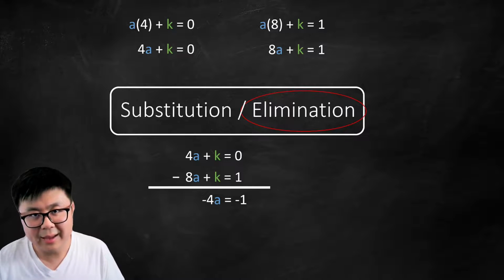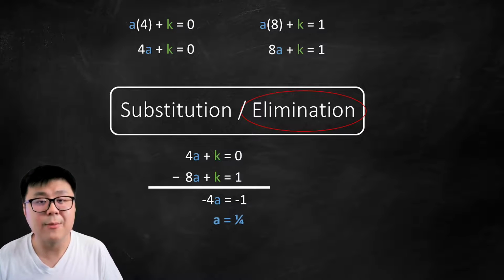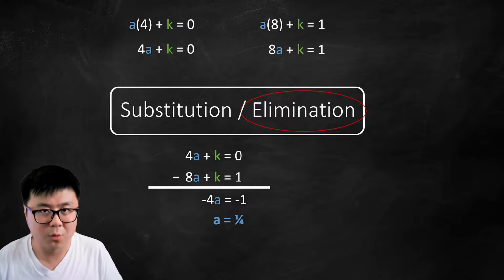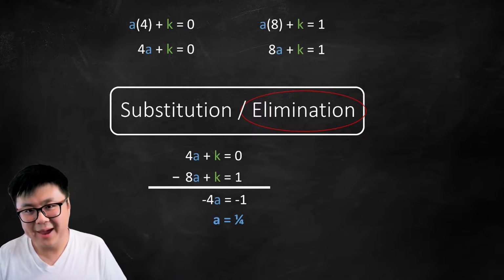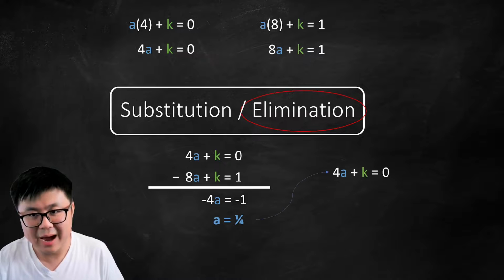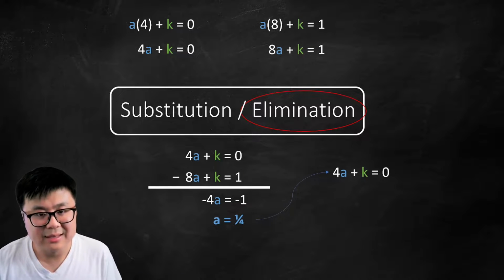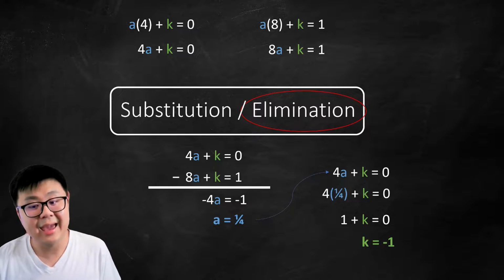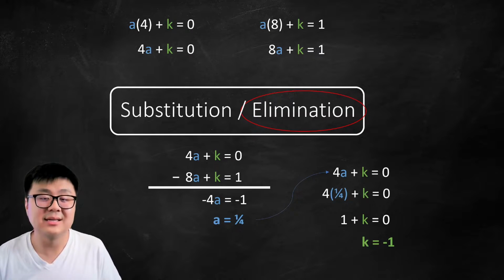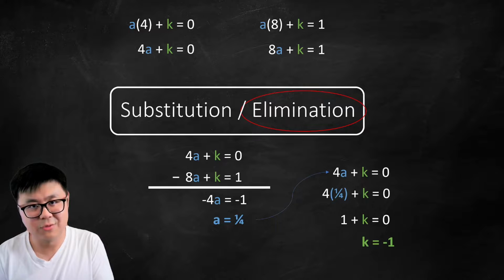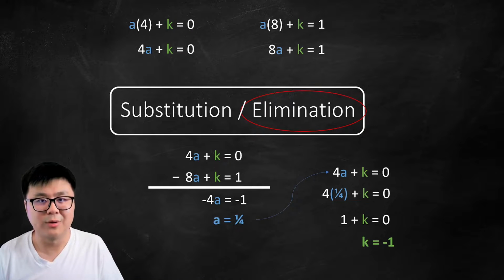To solve for a, you would just do a bit of algebra here, and we get a is equal to 1/4. Once you know what a is, can we plug it into either of our 2 equations to solve for k? Absolutely. If you plug in the 1/4 for a, you'll get a k of negative 1, giving us a k value of negative 1 and an a value of 1/4. And that wraps up the video on mapping notations.